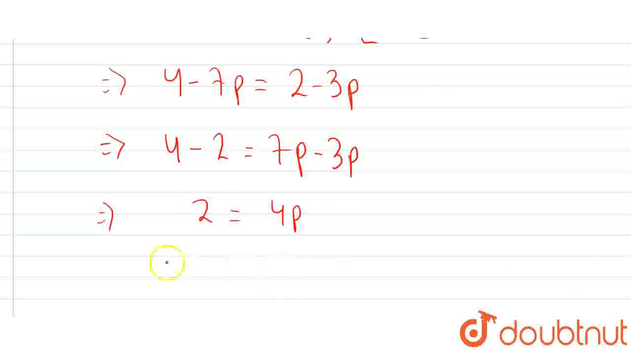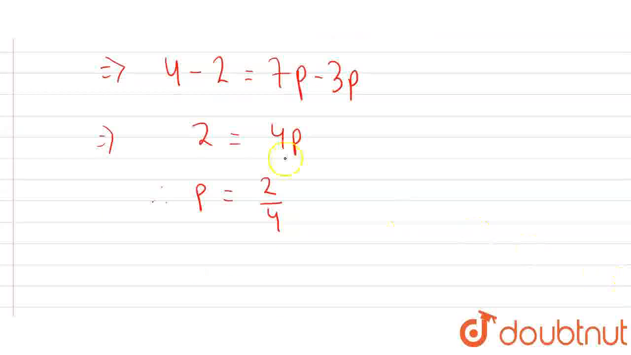Therefore p will be equal to 2 upon 4, right? And we know both 2 and 4 have a common factor, that is 2. Therefore this will become 1 and this will become 2. Therefore p is equal to 1 upon 2, which is what we were asked in the question. Therefore we can say that p equal to 1 upon 2 is the answer.